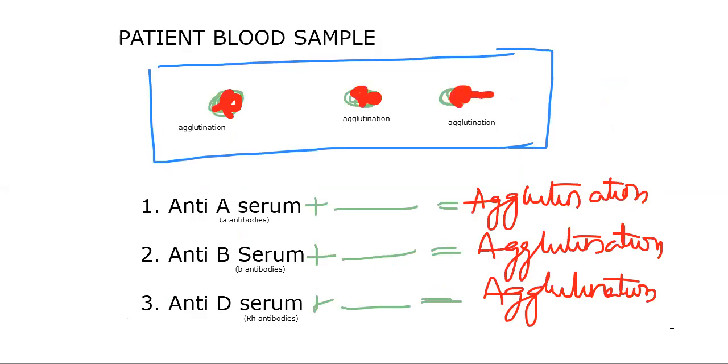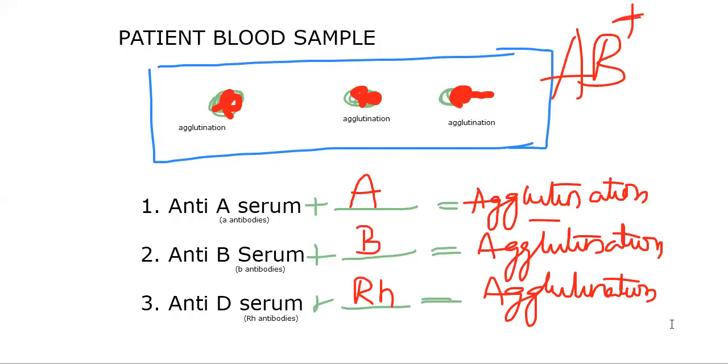If A antigen is present, agglutination occurs with anti-A serum. A antigen present, that's why agglutination. Next, the second one: B antigen. Third one: RH antigen. So RH is there, A is there, B is there. What is the blood group of this person? AB positive. We declared it. Immediately, within 2 minutes in the laboratory, we understand.